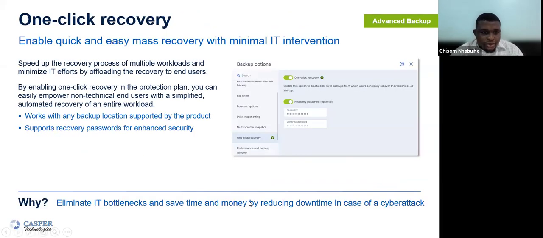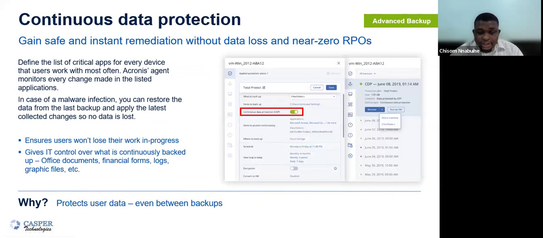So I've already talked about the option for one-click recovery. Then there's continuous data protection, meaning that if a system were to fail while a backup was going on, you'll be guaranteed to a large extent that users won't lose the work they had in progress. And you can also control what you are backing up continuously. For example, a user is working on a file and their system just goes off and restarts, and by the time the system is back up, they can't find the file anywhere, even in the typical location for temporary documents. One of the benefits the advanced backup license allows is that you can protect the files even between backups.